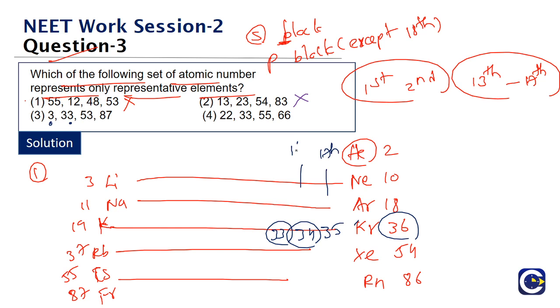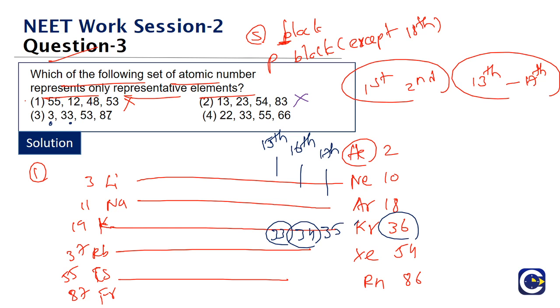Okay, so 34 will be belonging to the 16th and 33 will be belonging to the 15th. In fact, if you remember, we already did one question in the previous, I think the second question. So 33, what is it? It is nothing but arsenic. That will come in the 15th group below phosphorus. But we can answer these questions without even knowing what is the element. So this is in the 15th group, which means this is also a representative element.